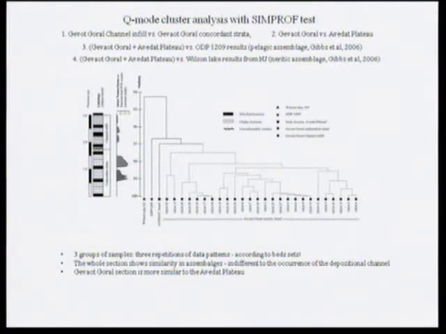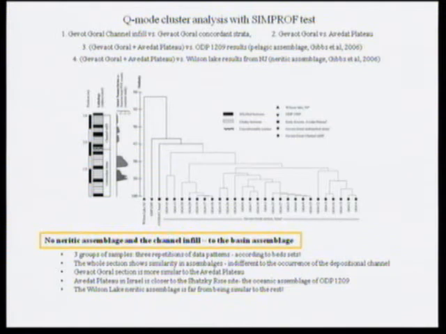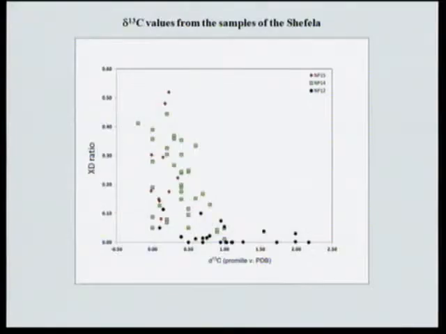Gevaot Goral section is more similar to Ovedat plateau. And this is fun, because we know that we are in the same Levant region. And the Ovedat plateau in Israel is closer to the Shatsky Rise site, the oceanic assemblage of ODP 1209, which means that we are pelagic. There is no neritic assemblage here in this area. So no neritic assemblage in the channel infill, and the channel infill resembles the basin assemblages. It didn't come from far away. It's all from here. And there is no influence of mass movement over calcareous nanofossil assemblages.